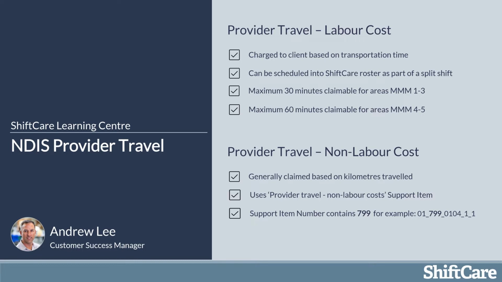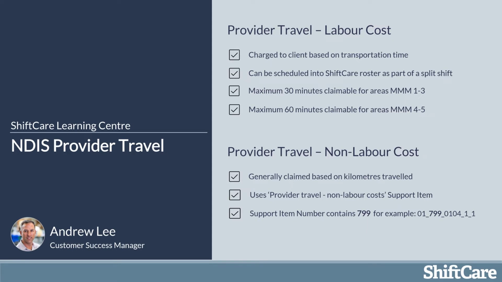Within the NDIS framework, there's a maximum of 30 minutes claimable for areas within MMM 1 to 3. MMM is Modified Monash Model, and MMM 1 through to 3 is generally metropolitan areas, regional centres and large rural towns, and 4 to 5 is usually medium rural towns and small rural towns. So you'll just have to refer to the Modified Monash Model to determine the amount of hours that are claimable for travel time when you're doing your rostering.